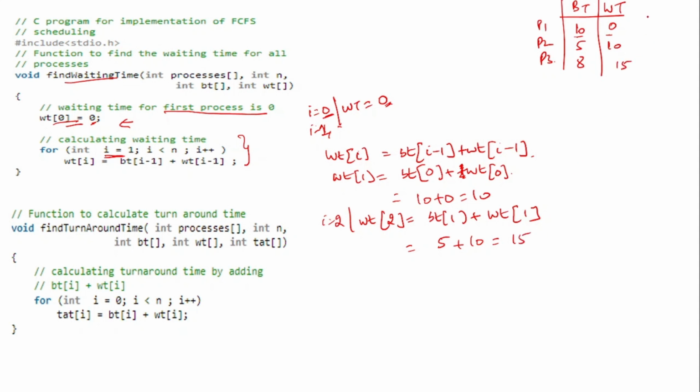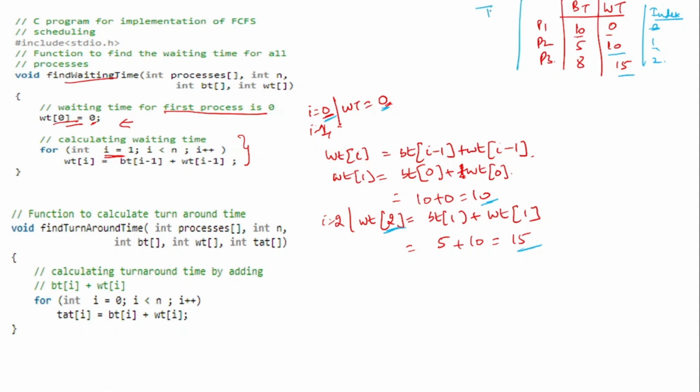That's how we write the algorithm internally. The function is indexed from 0, 1, 2, so this is the indexing. The 0th index has the waiting time 0, i equal to 1 we have 10, and i equal to 2 we have 15. So we have 10 and 15 accordingly. That's how we have now calculated the waiting time of all the processes.